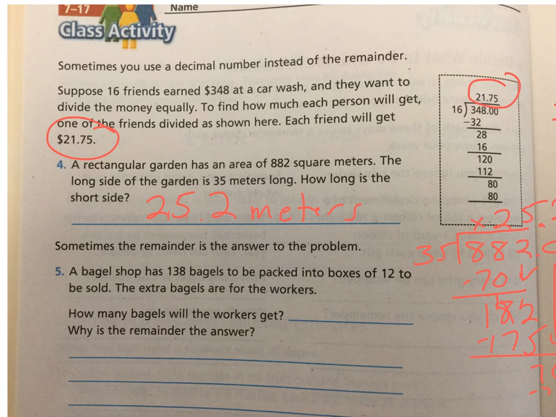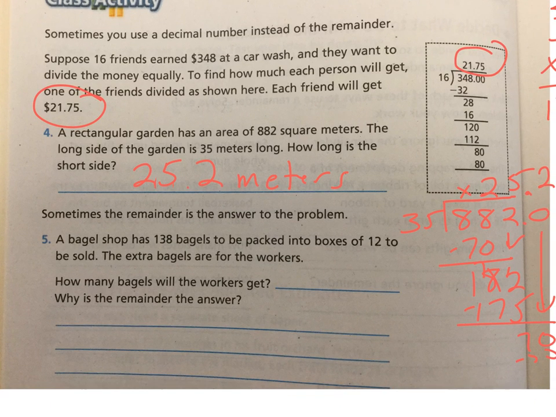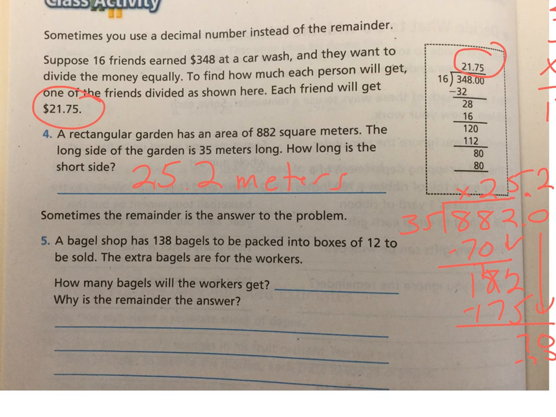Look at number 5. A bagel shop has 138 bagels to be packed into boxes of 12 to be sold. The extra bagels are for the workers. How many bagels will the workers get? So the bagel shop's packing boxes of bagels. The extra bagels are for the workers. So rather than packing them first, they can separate the ones the workers want if they know how many to separate. That's when we divide, and we want the remainder. The remainder is going to answer the question.